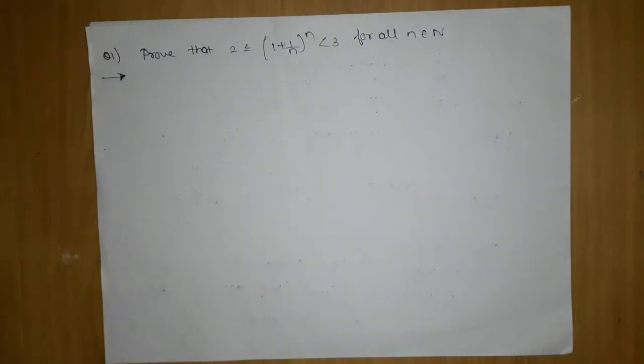So let's begin. The first question which we are going to take is as follows. The question is: prove that (1 + 1/n)^n is greater than or equal to 2 but less than 3 for all n belonging to natural numbers. Now how will you prove this?